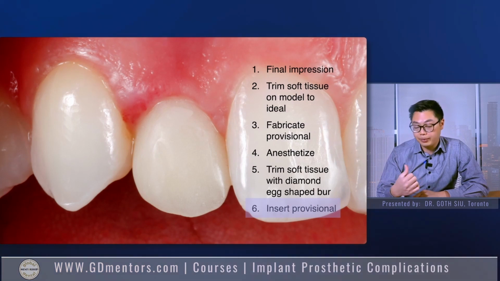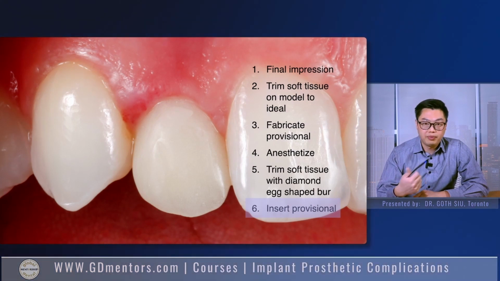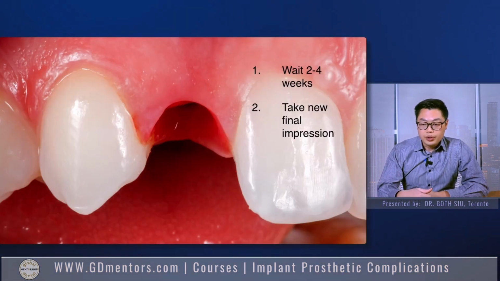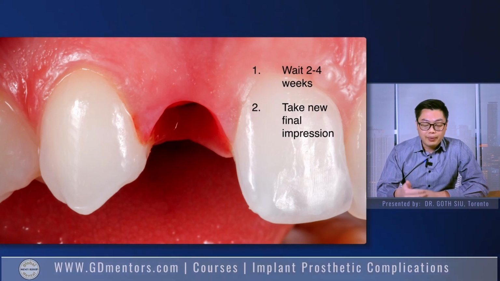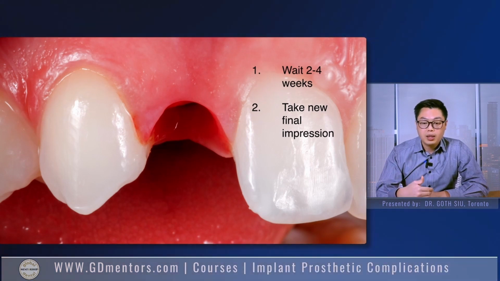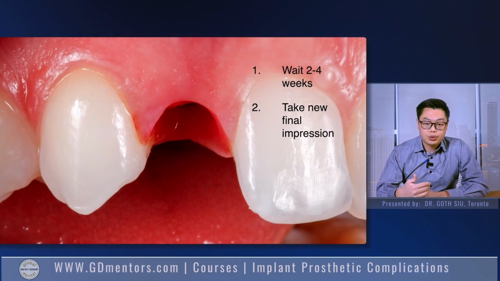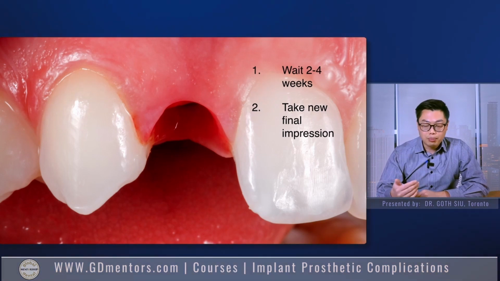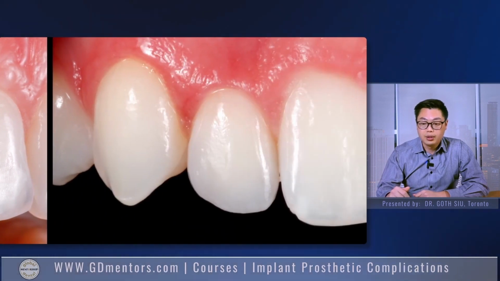Sometimes you may not have to trim. Sometimes when the provisional is inserted, it just pushes and displaces the soft tissue. It depends on how much soft tissue there is. We leave the provisional in there for 2 to 4 weeks, and we evaluate. Sometimes we may have to add and subtract to the provisional to tissue train to get the ideal contours. Once the soft tissue has stabilized in the shape that we want, I would usually take a new impression and fabricate the final crown.